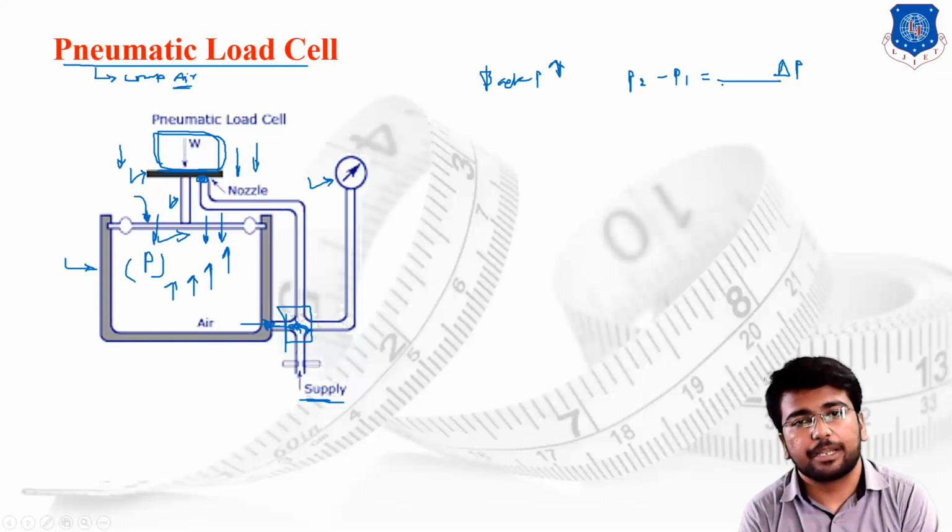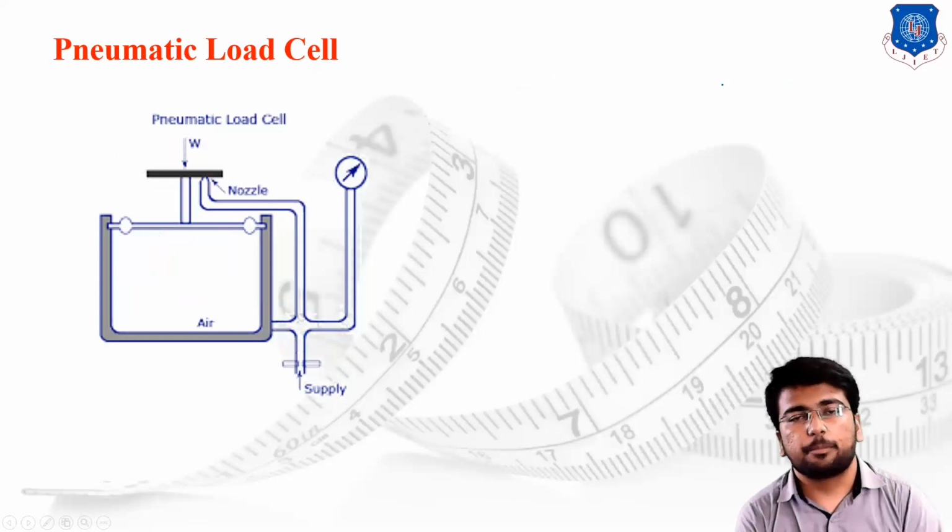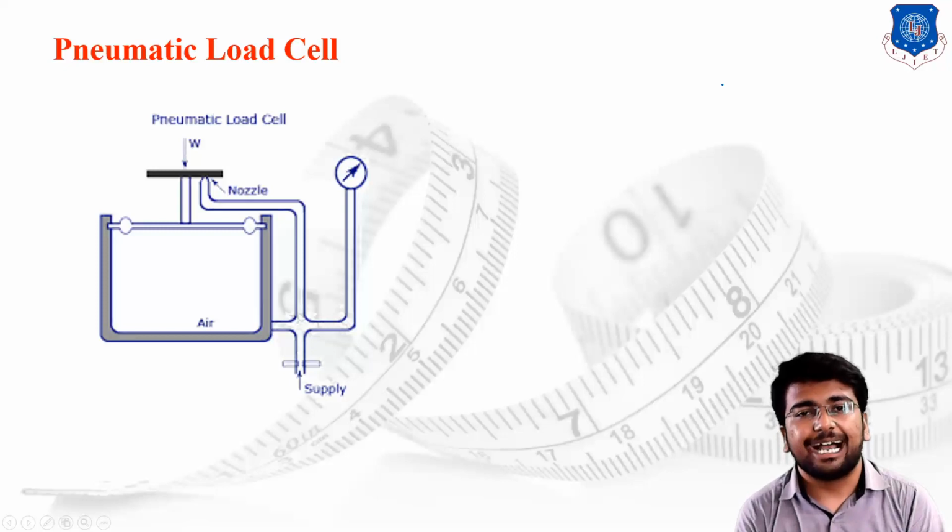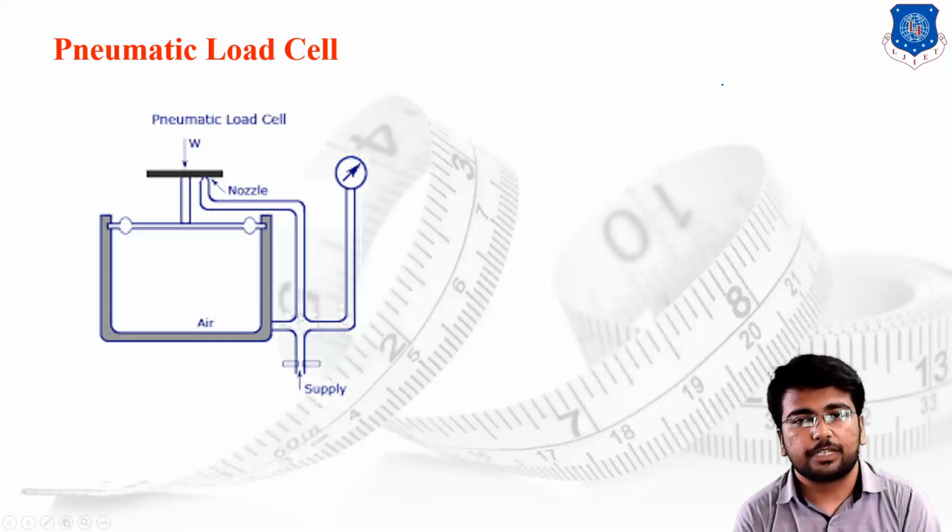The main drawback of the system is that we are using compressed air, which is very costly in terms of compression of the air. Do remember one thing, compression of the oil or the liquid in a hydraulic system is much easier than the compression of air, because the compressor requires higher power input in comparison to the pump, which requires a much lesser power input to compress the liquid.